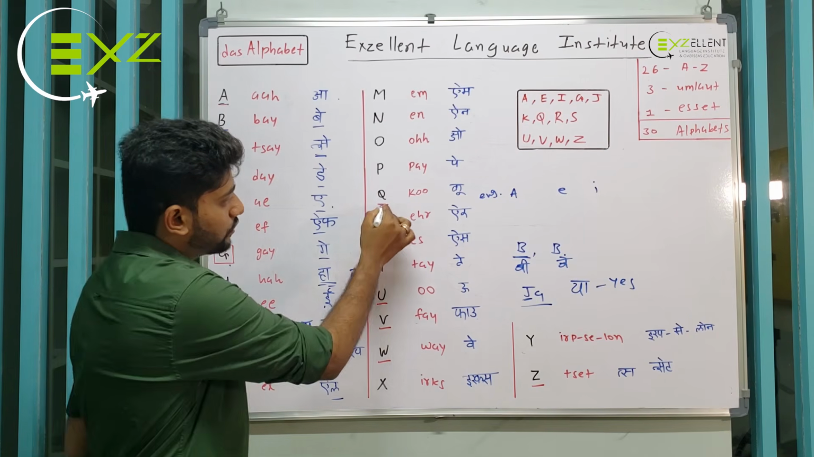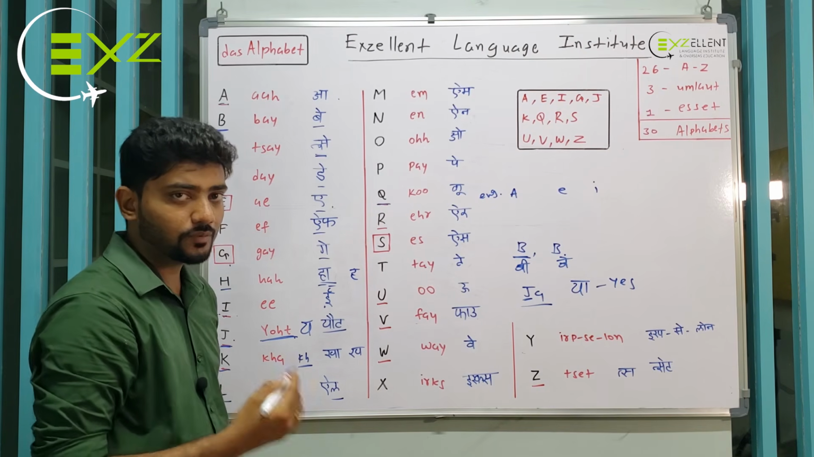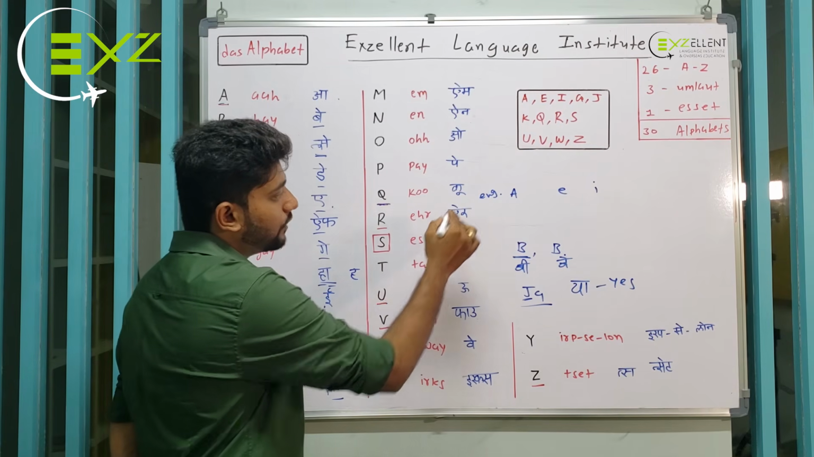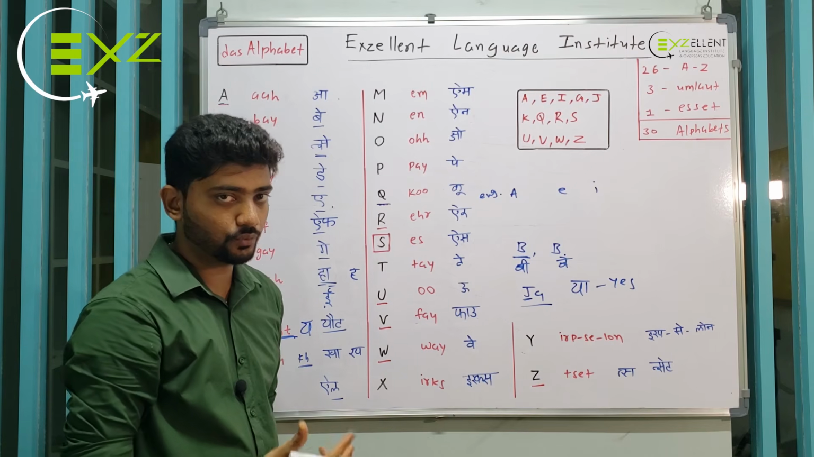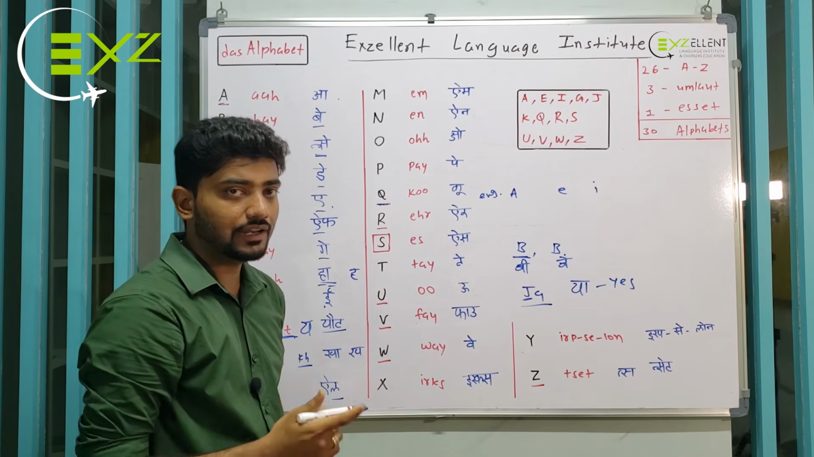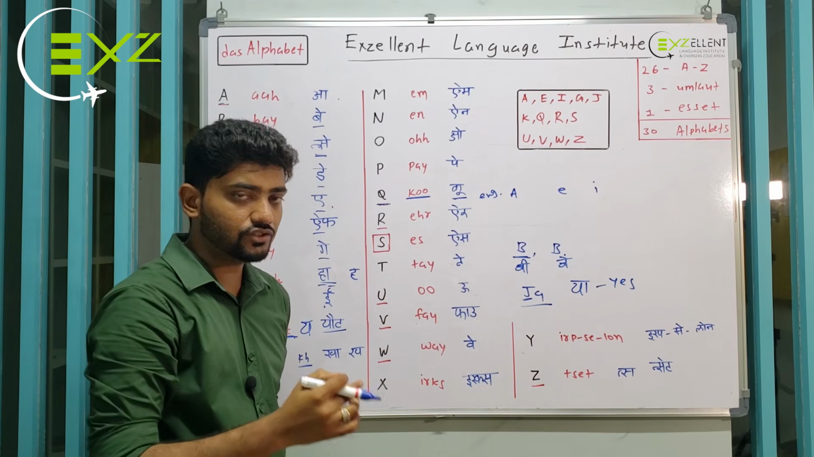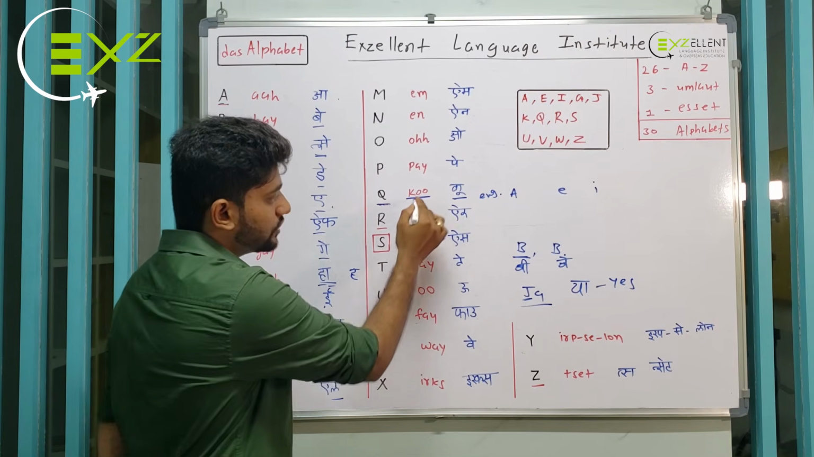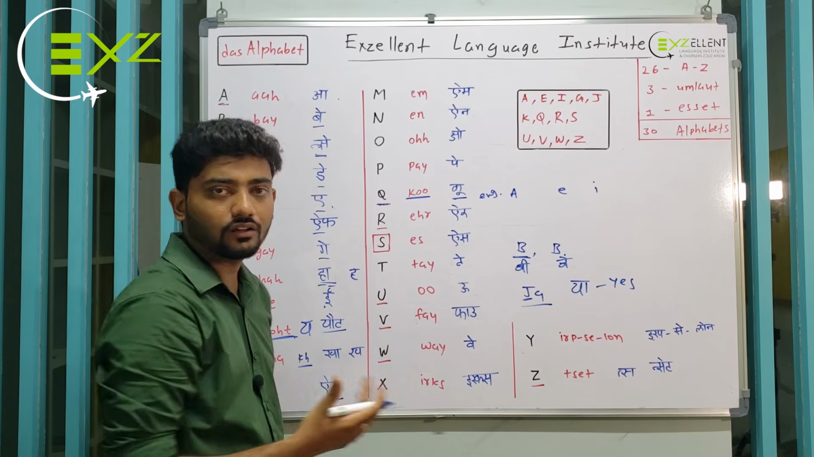Now let's talk about pronunciation of Q. English Q, in German it is Q. In English Q we have a 'you' sound, right? But in German language we have only Q. There is no 'you' sound in German language Q. So in German language it is only Q, and pronunciation will be K.